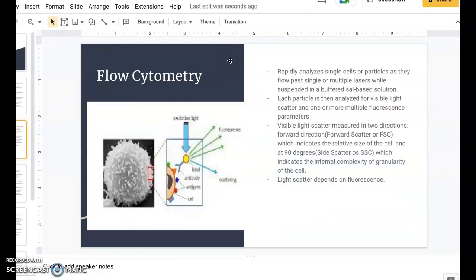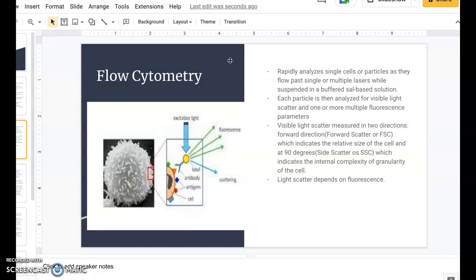Just a little bit more of an overview. Flow cytometry rapidly analyzes single cells or particles as they flow past single or multiple lasers while suspended in a buffered salt-based solution. Each particle is then analyzed for visible light scatter and one or more fluorescence parameters.